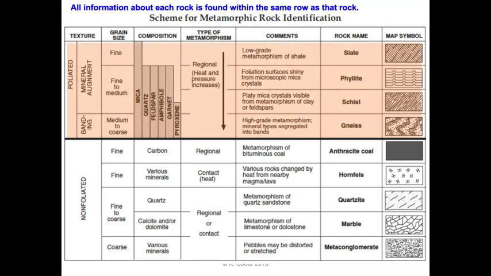So up top here, these are all examples of regional metamorphism. Slate, phyllite, schist, and gneiss. Now you see on the texture on the left-hand side, it says foliated. Okay, and then it's got subcategories of mineral alignment and banding. Banding is where we really see the alternating colors. Okay, we don't see it so much within the schist, phyllite, or slate. Okay, but banding is where you'll see a majority of the alternating colors of black and white.